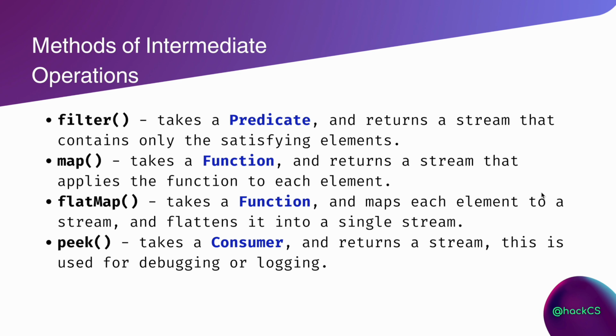Map takes a function and returns a stream, and that function applies to each element of the stream. Flat map also takes a function which maps each element to a stream and flattens it into a single stream. Consider flat map like this: suppose I have 3 arrays and I have elements in all 3 arrays, it will flatten those 3 arrays into a single array. For now, consider this as an example on a theory basis, but I will create a video covering real industry coding examples for all these operations.